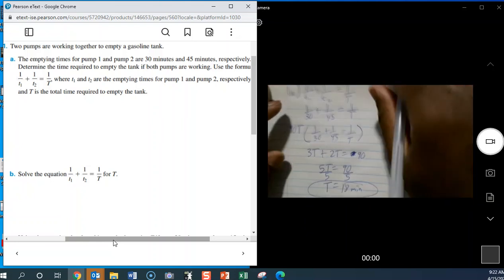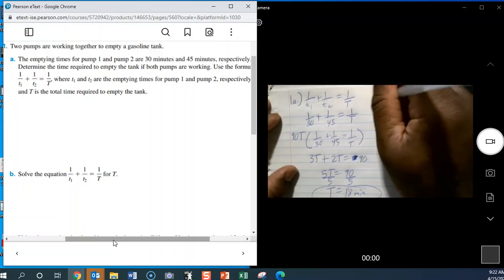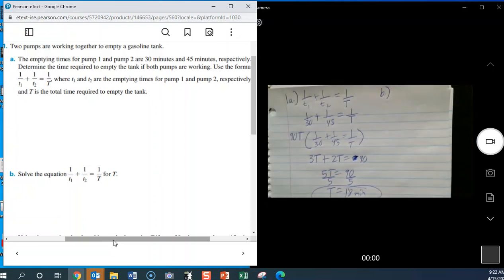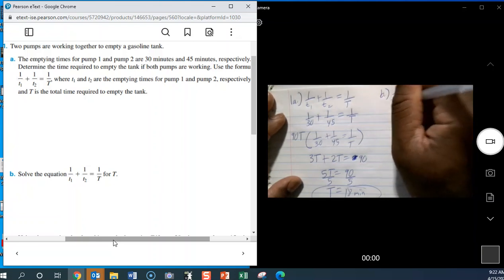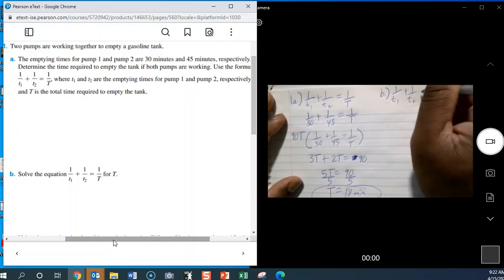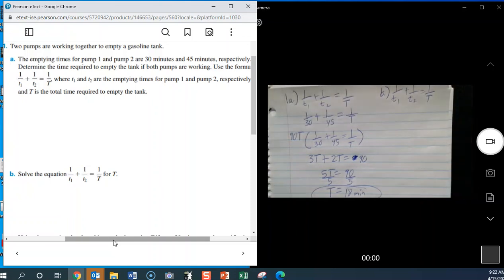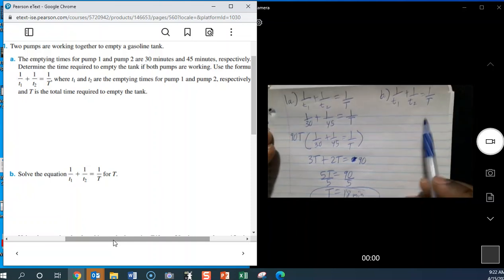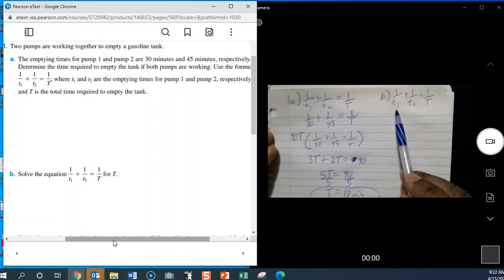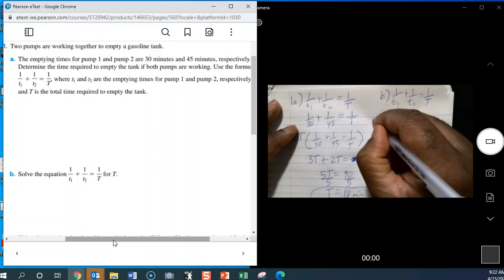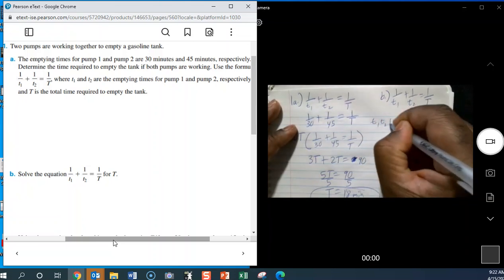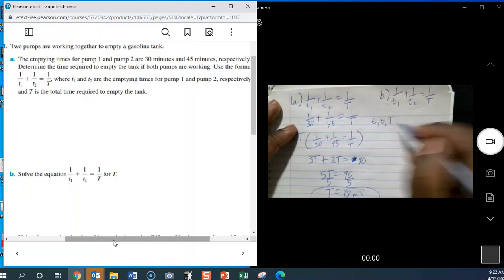Okay, now we come to 1B. 1B says solve the equation 1 over T sub 1 plus 1 over T sub 2 is equal to 1 over T, and we want to solve that for T. So we have to find the common denominator of all these values: T sub 1, T sub 2, and T. So you're going to multiply everything by T sub 1 times T sub 2 times T.